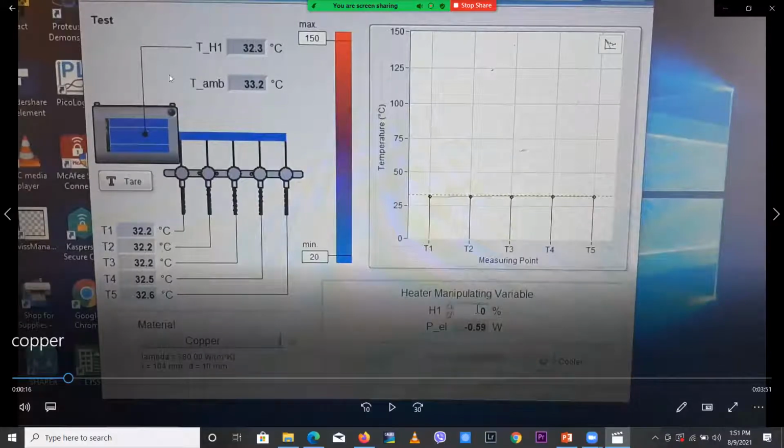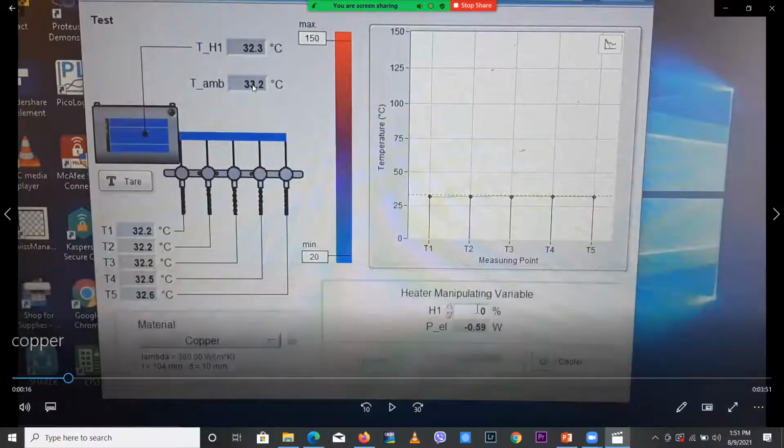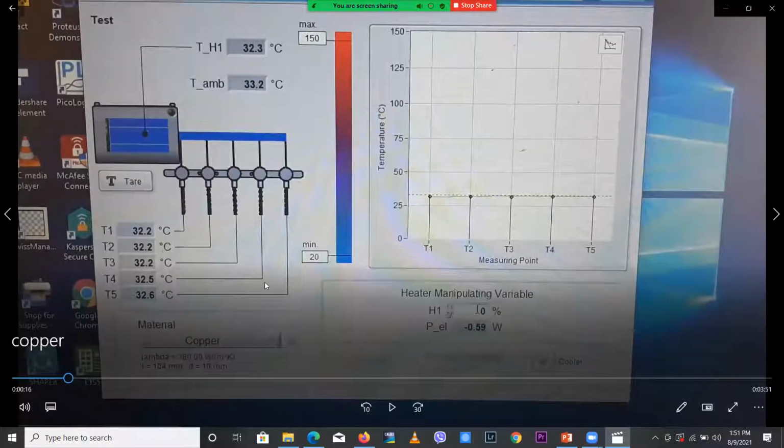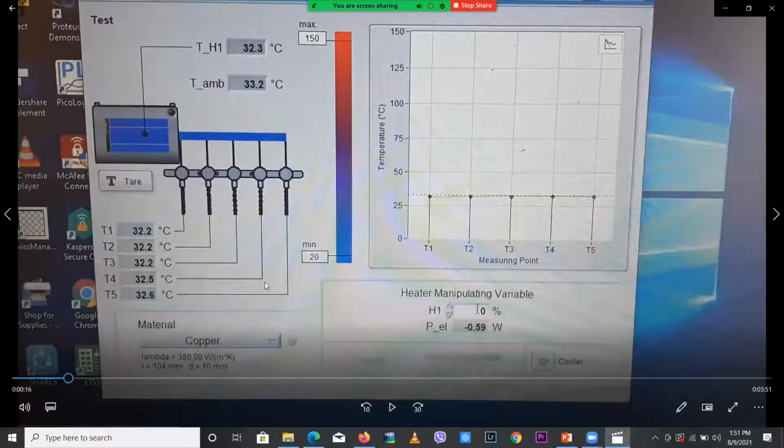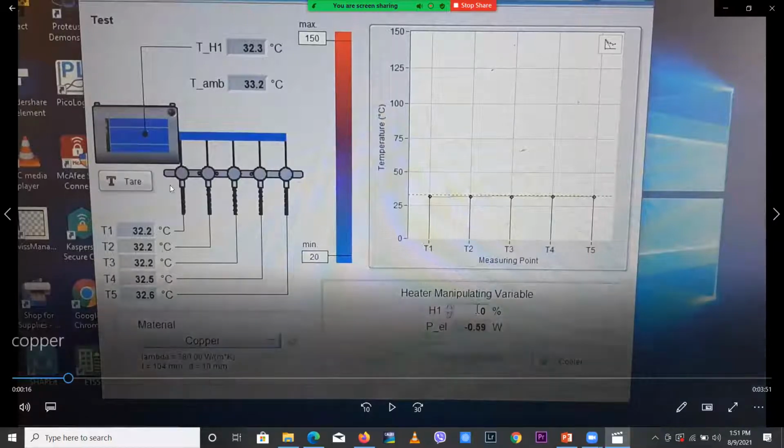And every other temperature is the same, because we are not applying heat here yet. Therefore every temperature is at room temperature. The ambient temperature is also room temperature. There is a small 1 degree difference that you can neglect. Then you can assume everything is the same, because we have just started. We have not switched on the heater. This is the switch for the heater. Everything we can control using this software.